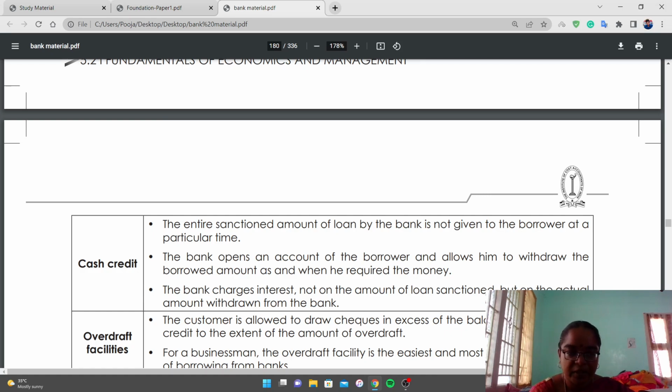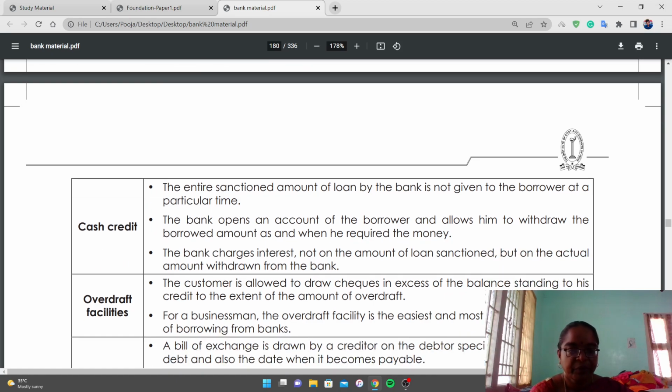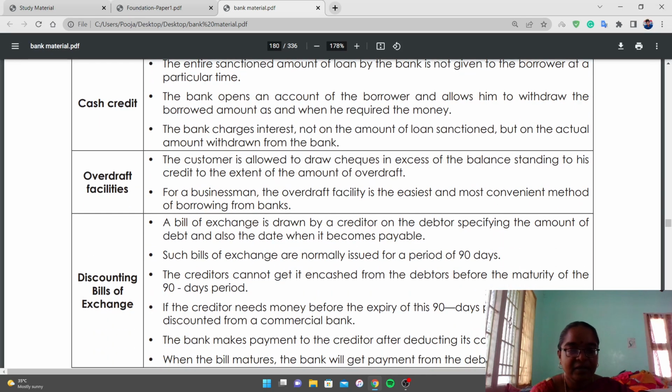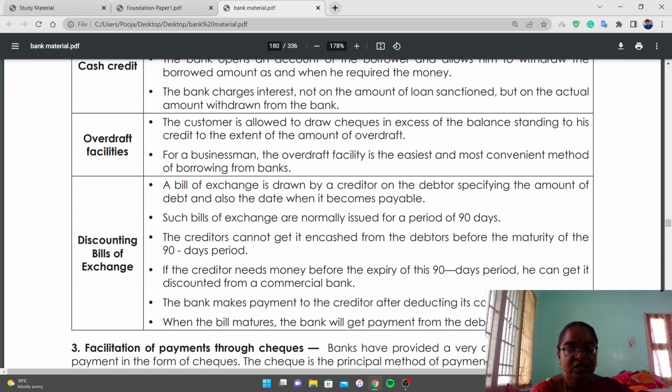That is, the customer opens the bank account and the bank allows him to withdraw the borrowed amount as and when he requires. Overdraft facilities. The customer is allowed to draw checks in excess of their balance. We already discussed this in the current account also. And then discounting of bills. A bill of exchange is drawn by the creditor on the debtor, specifying the amount of debt, and the bill is honored after a fixed period.